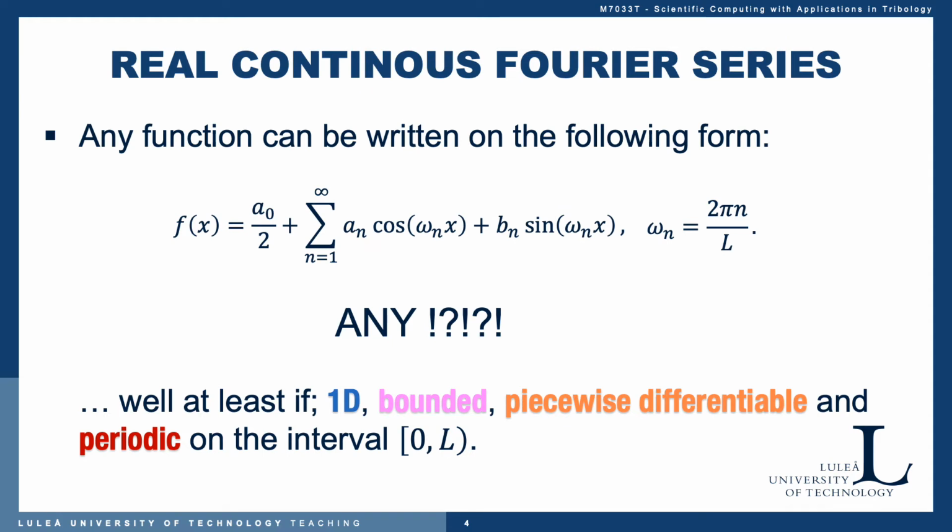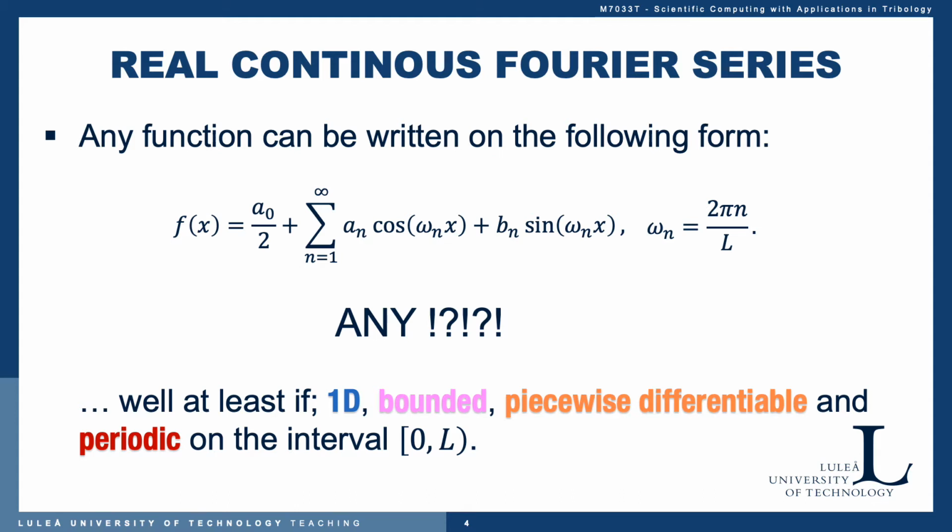So we know that any function can be written in the following form, i.e. a Fourier series form, where we have a0 over 2 plus this infinite series of an amplitudes times the cosine with the frequency omega n times x, and then we have the bn amplitudes for the sinusoids with the same frequency omega n, and this frequency is actually given by the discrete frequency representation n, in this way: 2 pi n over L.